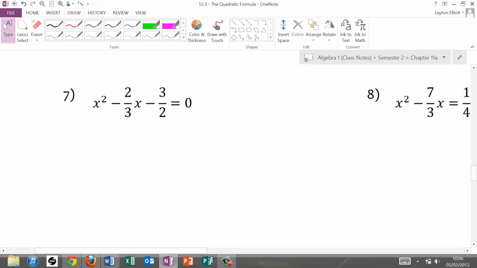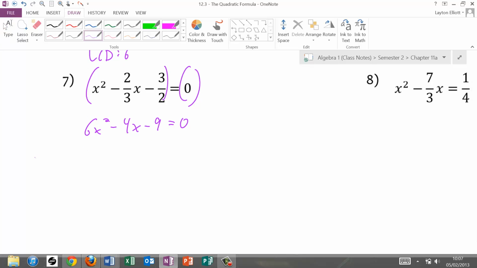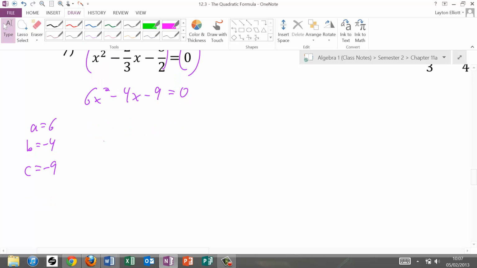Let's go to number 7. You got fractions. Do not do these with fractions. That's not the best way to do it. Let's just multiply the left and the right side of the equal sign by a least common denominator. 3 and 2 makes it 6. And if I multiply using the distributive property with 6, I would get 6x squared minus 4x minus 9 is equal to 0. Then I can set my a equals 6, b equals negative 4, and c equals negative 9, and solve it that way.